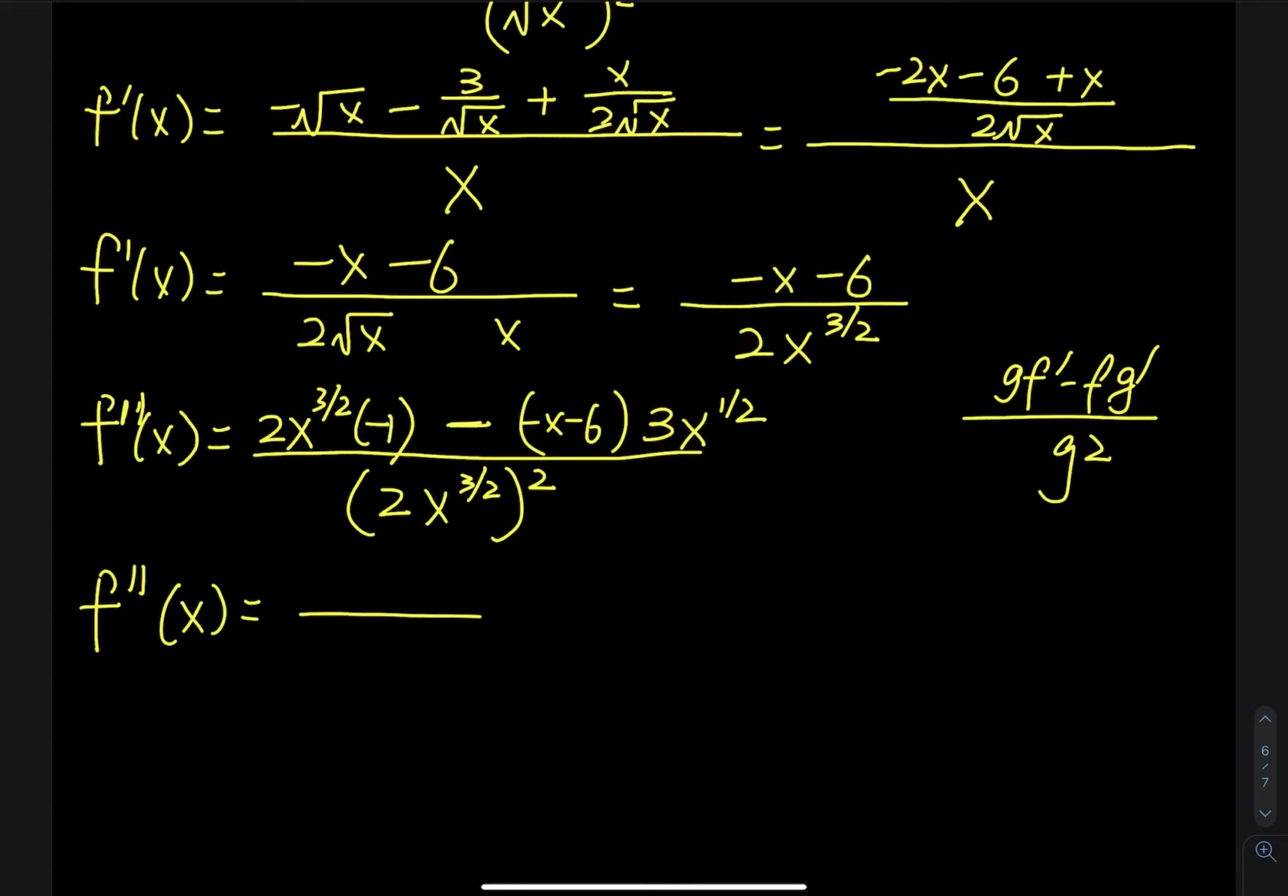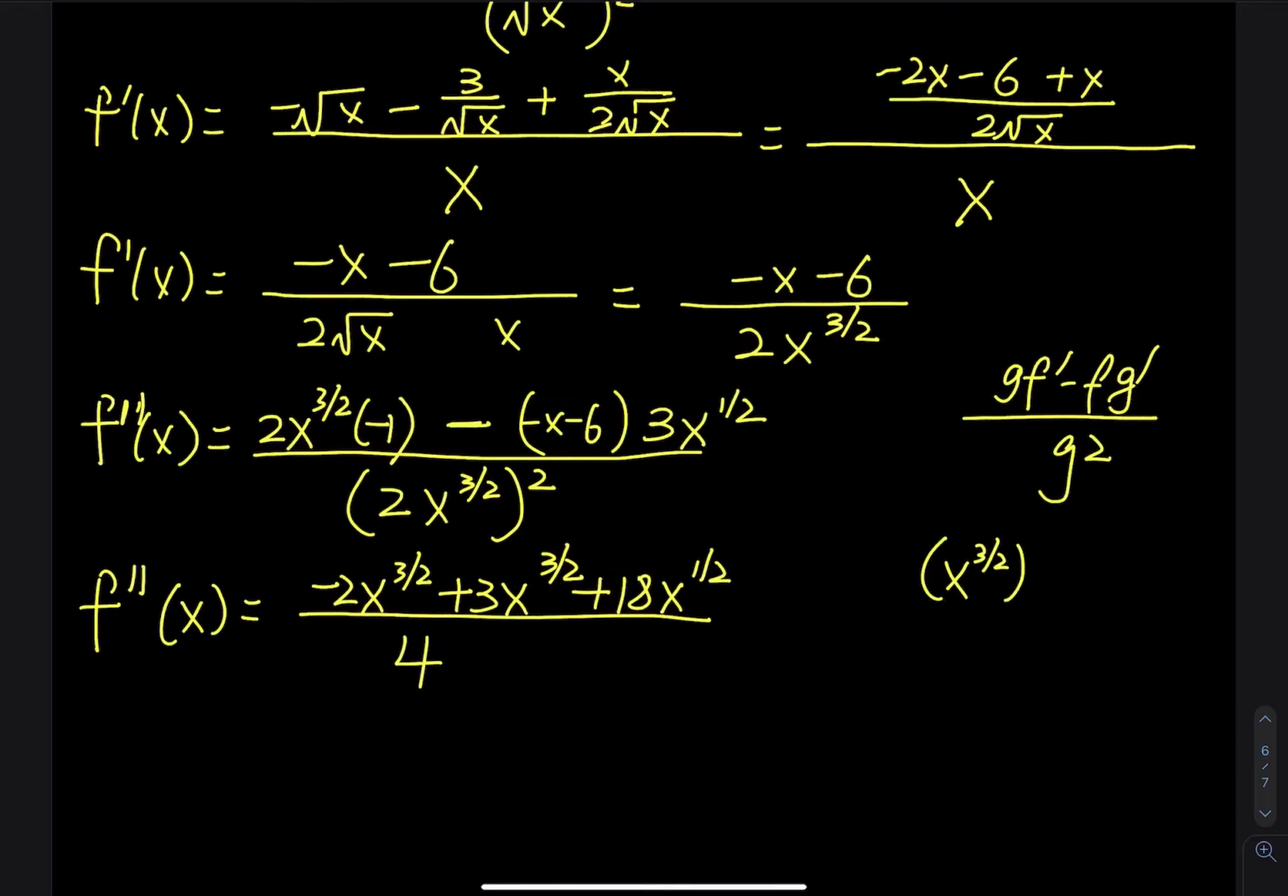We have a negative 2x to the 3/2, and then plus 3x, 1 plus a half, that is a 3/2. I am doing distribution, and then plus 18x to a 1/2, and then the denominator 2 squared equals 4, and then this x to a 3/2 raised to the 2, you multiply the two exponents, right?